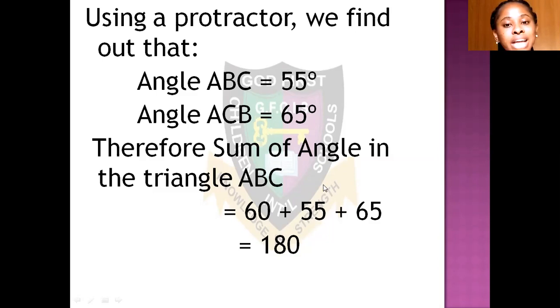Here you add the three angles together, and it must give us 180 degrees. The first one is 60 degrees, which was given in the question. Angle ABC is 55 degrees. Angle ACB is equal to 65 degrees. When we add them together, we have 180 degrees, which is the sum of angles in a triangle.